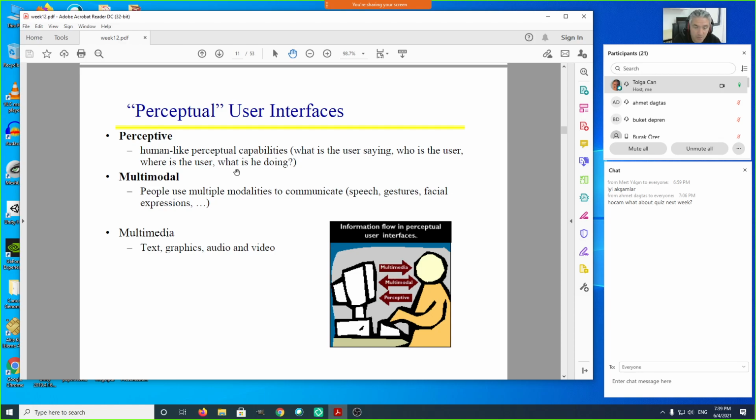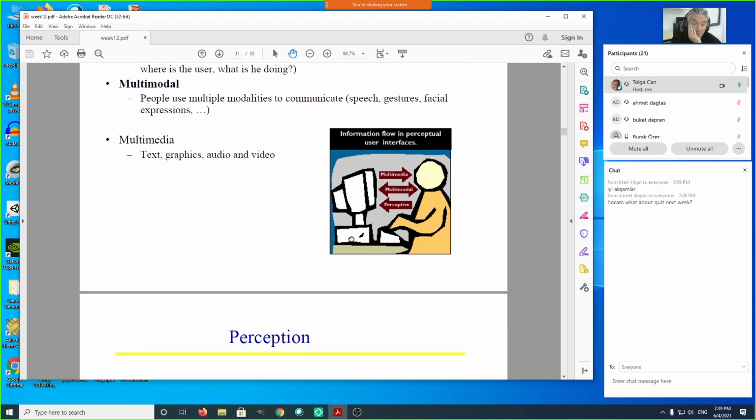And multimodal, the idea of multimodal is to be able to use multiple information channels at the same time. And multimedia is the output provided by the computer to the user in different media formats like text, graphics, audio, video. All of these together, it's called multimedia. And when the interaction becomes multimodal, it means it's using multiple information channels, and being aware of the user makes the system perceptive.